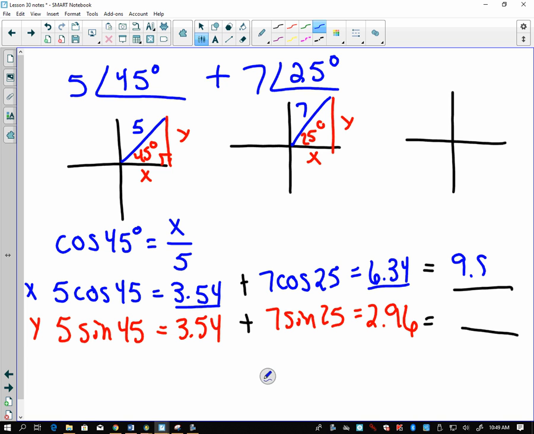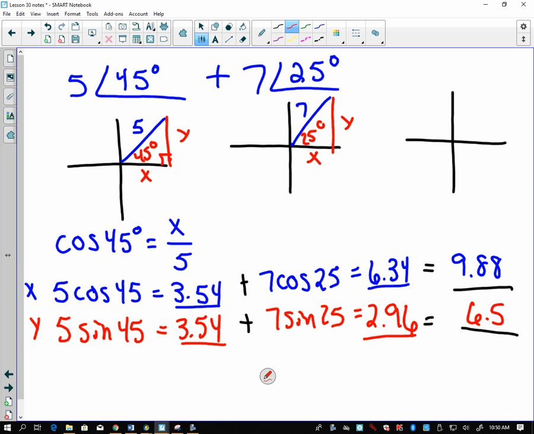All right, so I got 9.88 for my x value. And what do I get for my y value? I should get 3.54 plus 2.96. Okay, just 6.5, right? So what that's telling me is that the resultant is going to go 9.88 to the right from the origin, and it's going to go up 6.5. Does this make sense?